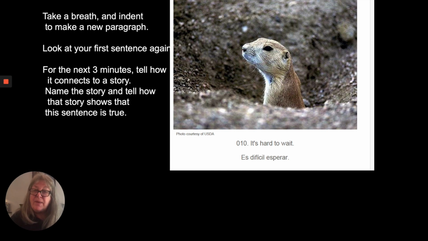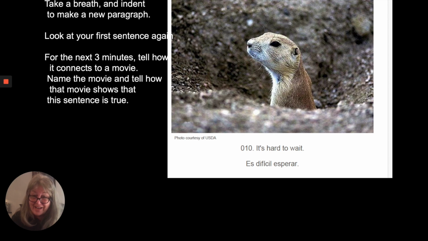Then for the next 3 minutes, look at that sentence and see how it connects to any story or book you've read. Name that story or book and tell how that sentence is true in that book or story. Next, think about a movie that it connects to. How's that sentence true in a movie? Pick a movie, indent, name that movie, and tell how that sentence is true in that movie in the next 3 minutes.